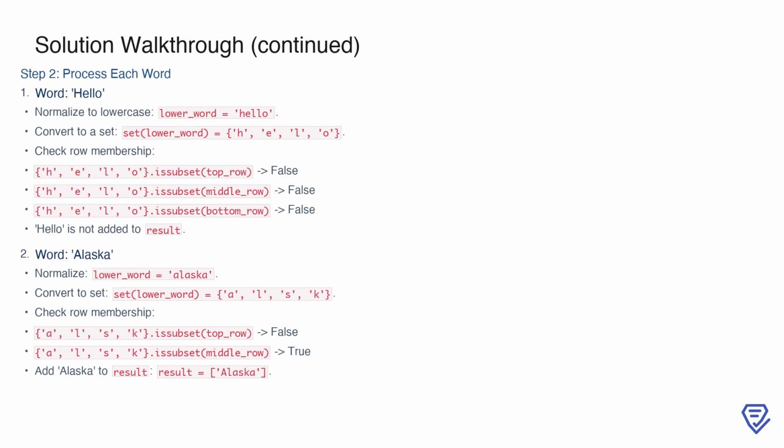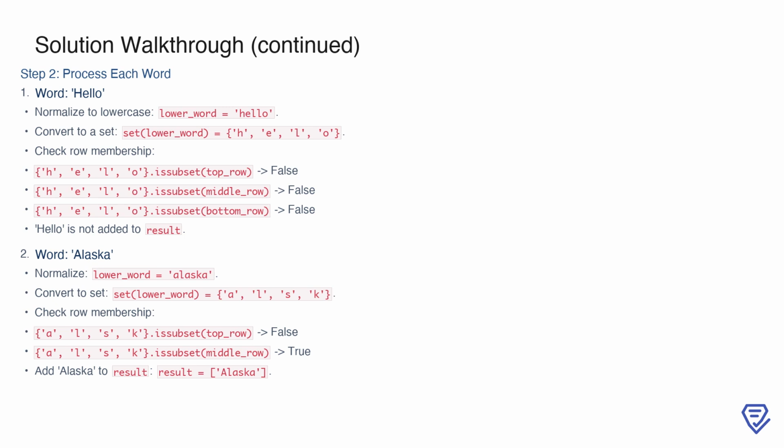Starting with the word Hello, we normalize it to lowercase, resulting in hello, and then convert it into a set, which gives us the unique characters H, E, L, O. Next, we check whether all these characters belong to any single keyboard row. First, we check the top row, and the subset test returns false. Then we check the middle row, which also returns false. Finally, we check the bottom row, and again, the result is false. Since Hello does not meet the condition, it is not added to the result list.